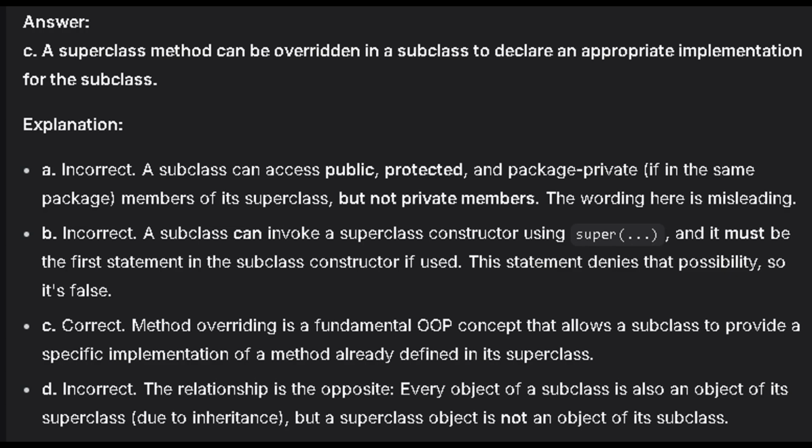C. Correct. Method overriding is a fundamental OOP concept that allows a subclass to provide a specific implementation of a method already defined in its superclass. D. Incorrect. The relationship is the opposite. Every object of a subclass is also an object of its superclass due to inheritance, but a superclass object is not an object of its subclass.